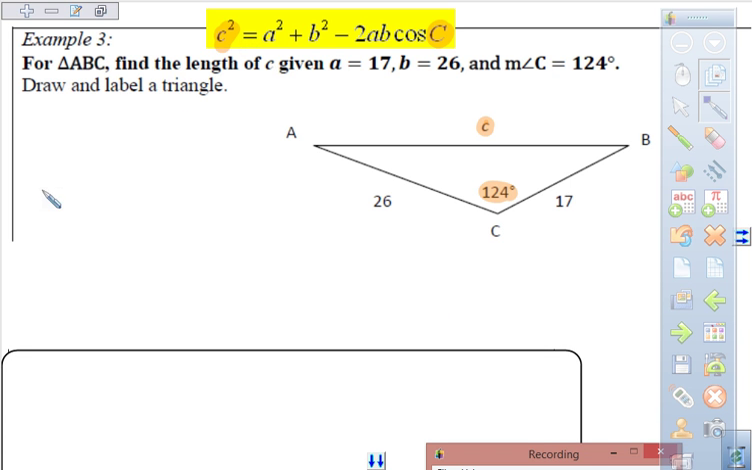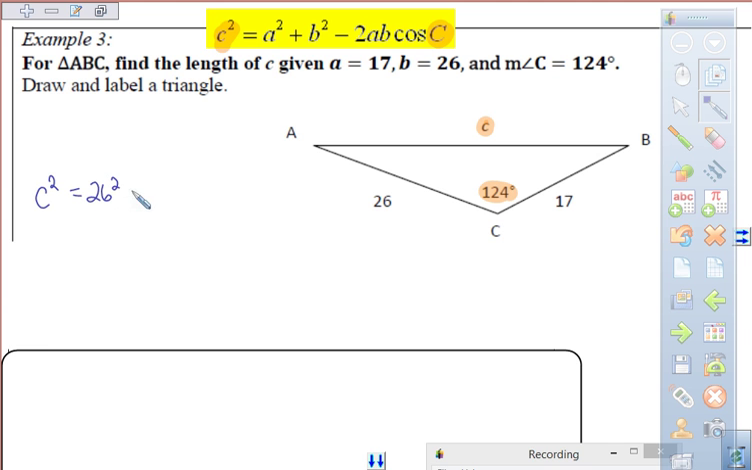So to copy this formula with our numbers, I'm going to write down c squared equals, and then the order of 26 and 17 doesn't matter. So I'll just start with 26 squared plus 17 squared minus 2 times 26 times 17 times the cosine of 124.